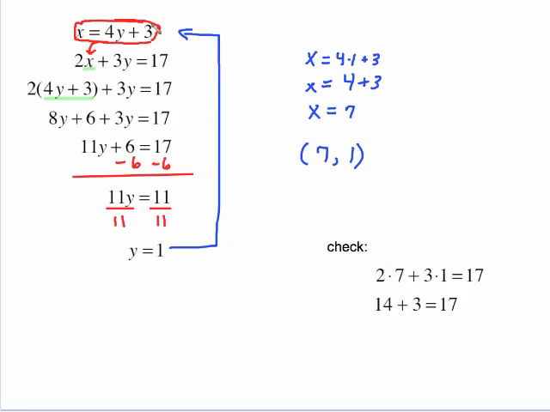Here's your check. Since I went into this equation, this is the equation I'm going to use for my check. I put 7 in for x, 1 in for y. There's my arithmetic. 2 times 7 is 14. 3 times 1 is 3. It does check. That means 7, 1 is my solution. 7, 1 is the point of intersection.